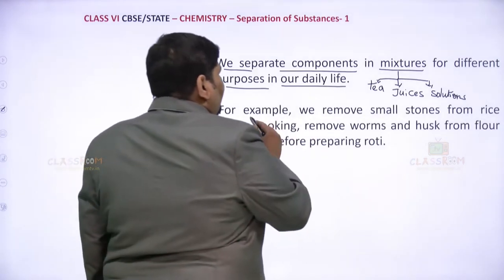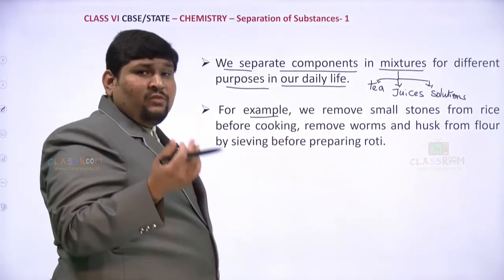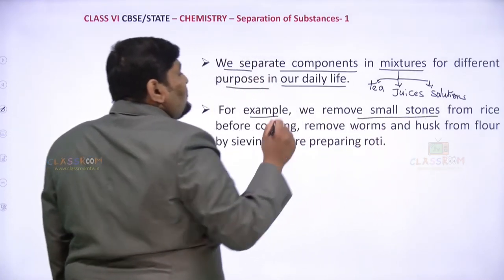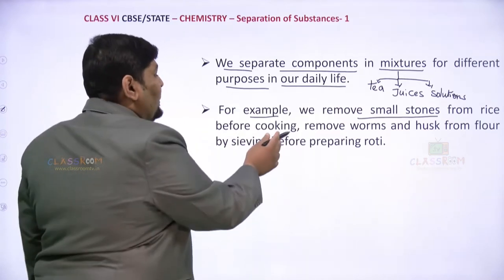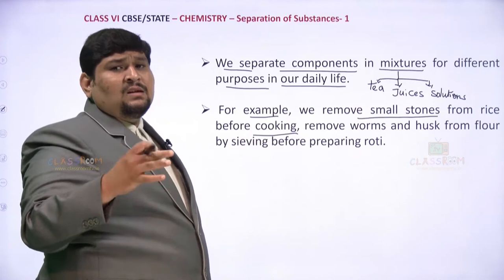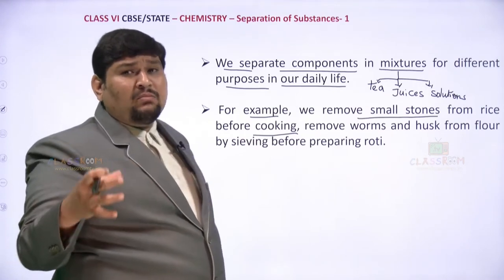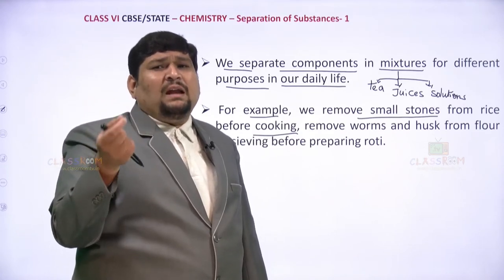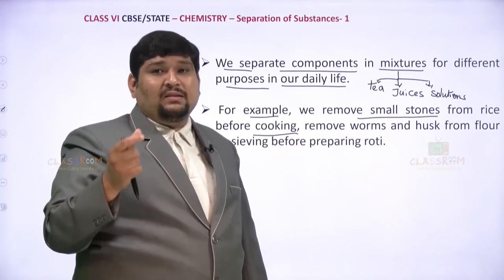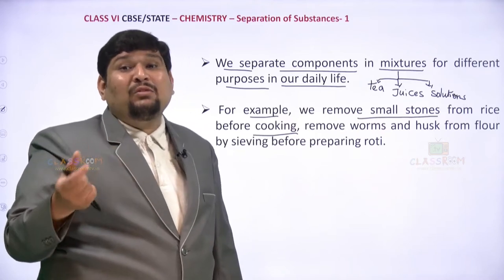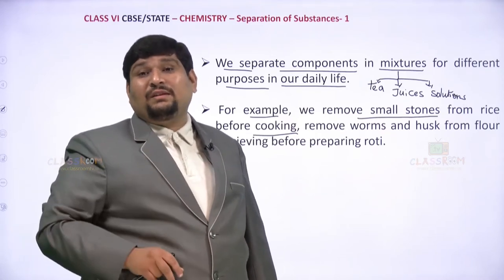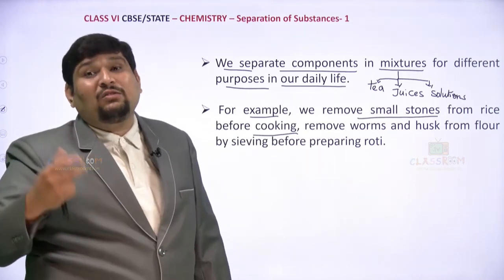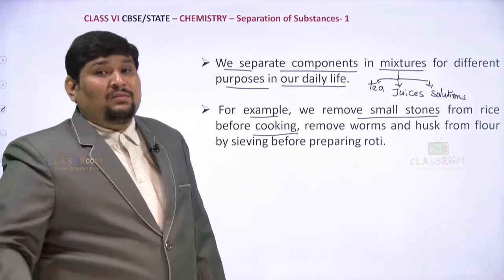For example, you can see different situations which we come across, apart from what we discussed before we started the chapter. We remove small stones from rice before cooking. Once rice is harvested and packed in bags, sometimes you can find some small stones or pebbles and unwanted impurities in it. You definitely need to clean them before cooking. You can't cook the stones along with rice, isn't it? Because if you do, they won't be cooked, and when you're eating it, you'll find them, and it gets germs there.